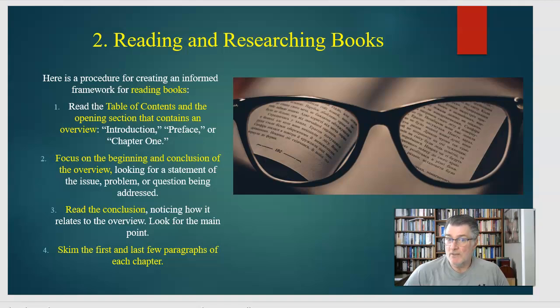If you're reading a book, you can do the same thing with a table of contents. You can look at the opening section, whether it's an introduction, a preface, an overview, even chapter 1. Look at the beginning of the book. The beginning of the book, if it's well written, should give you the gist of the argument. It should tell you pretty clearly what it's about. So you want to look at the beginning and the conclusion of the overview. Let's say it's called a preface. Look at the beginning of the preface and at the end, and that should give you a clear idea of what's going on.